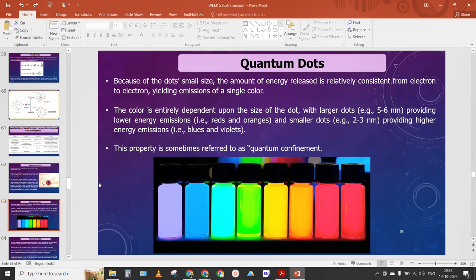As you can see, there are different colors of quantum dots here: some blue, some purple, green, yellow, and red. This color is entirely dependent upon the size of the dot. Color differentiation depends on how big or how small the quantum dot is, with larger dots providing lower energy emissions and smaller quantum dots providing higher energy emissions, like blues and violets.